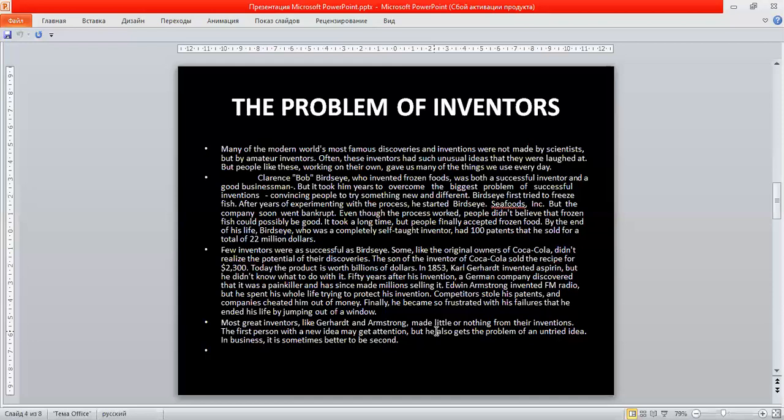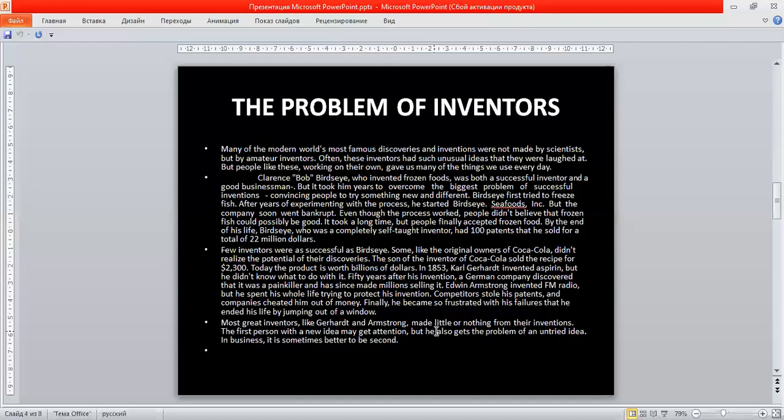In 1853, Carl Gerhard invented aspirin, but he didn't know what to do with it. 50 years after his invention, a German company discovered that it was a painkiller and has since made millions selling it. Edwin Armstrong invented FM radio, but he spent his whole life trying to protect his invention. Competitors stole his patents and companies cheated him out of money. Finally, he became so frustrated with his failures that he ended his life by jumping out of a window.